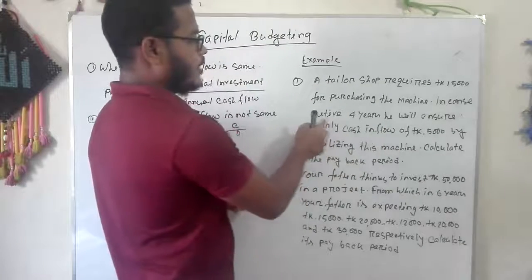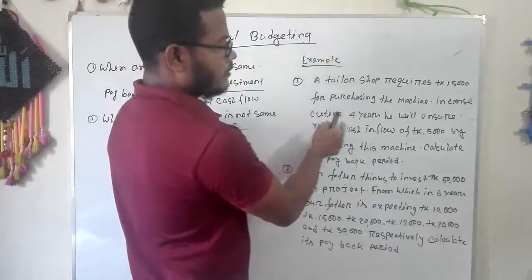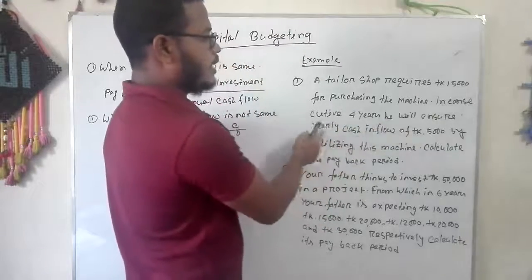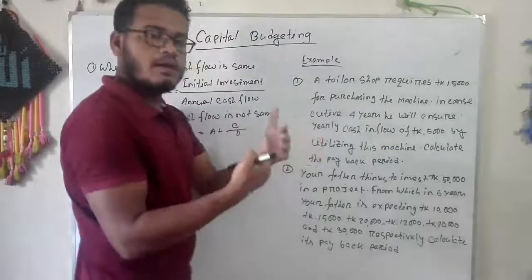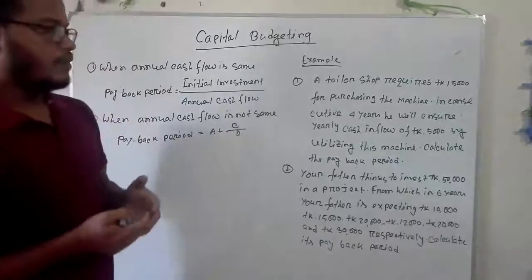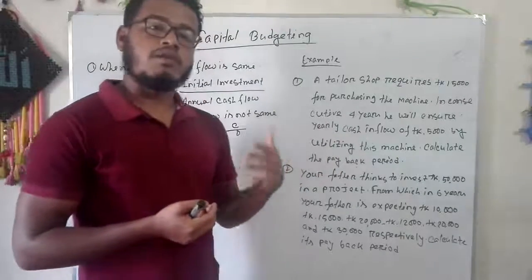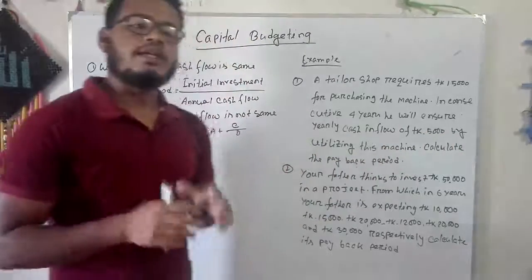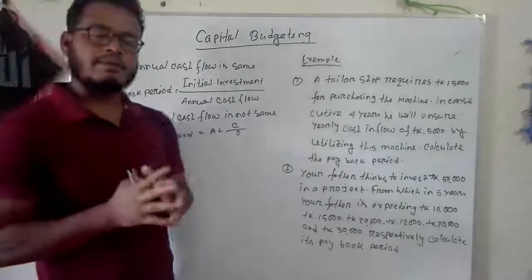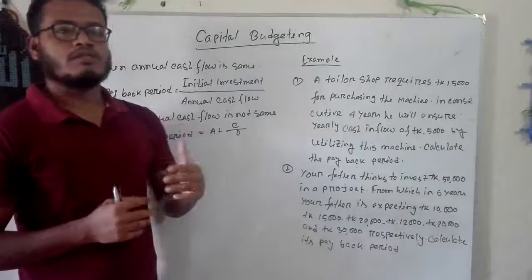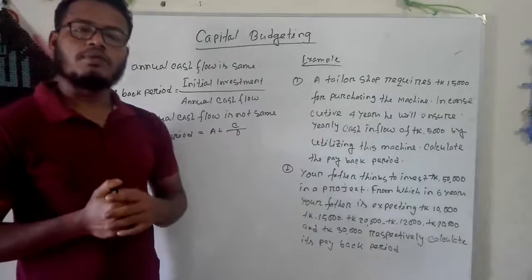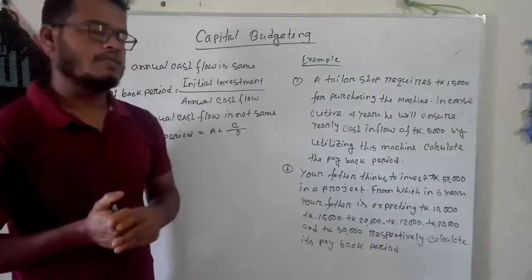In the following 4 consecutive years, he will ensure yearly cash inflow. It's also money coming back, or money provided, or cash inflow. It's also called cash inflow. So initial investment is basically when we purchase or buy something, then we need a huge amount of money. It's called initial investment.